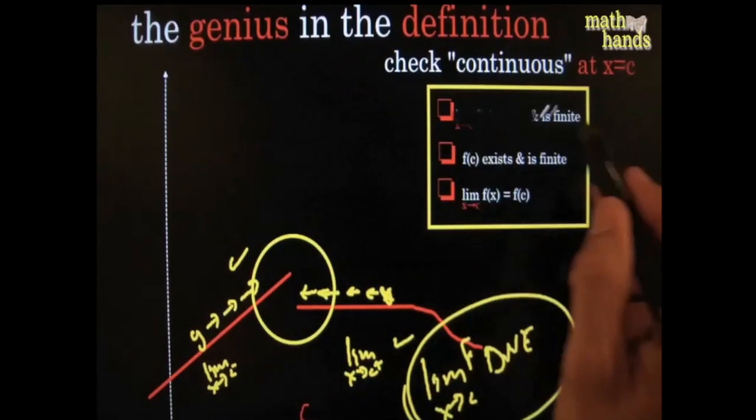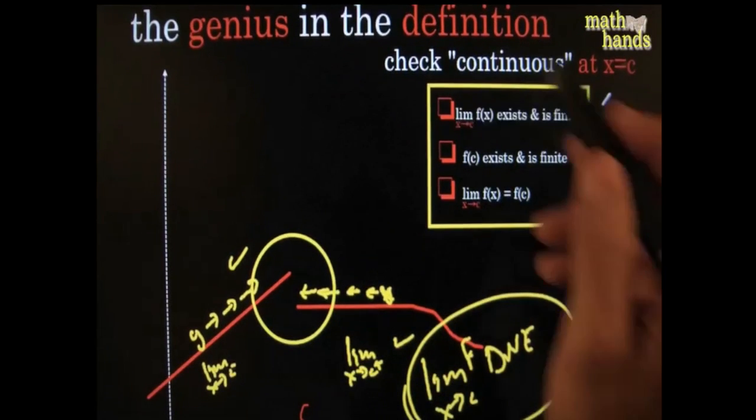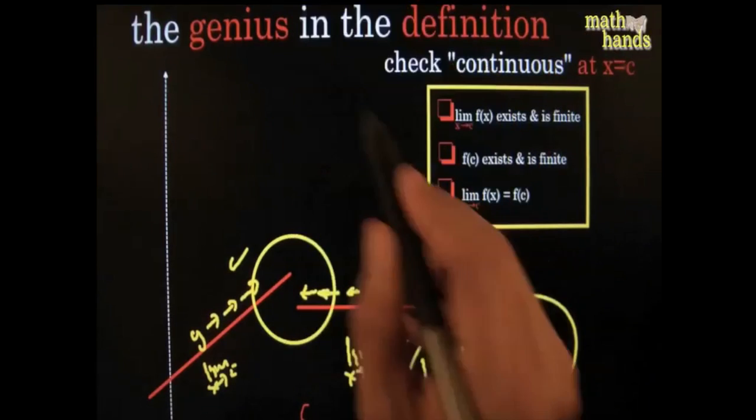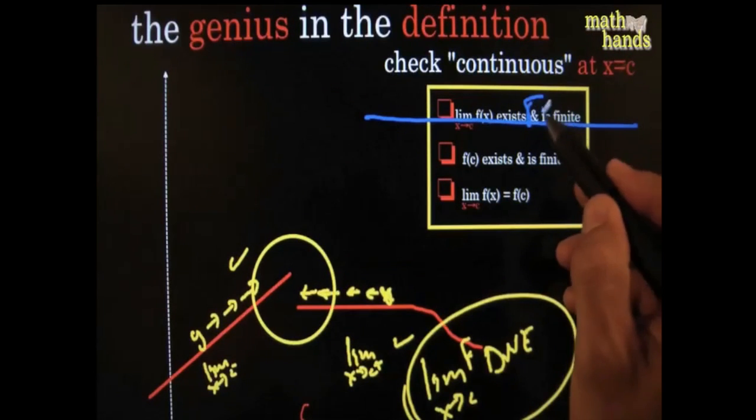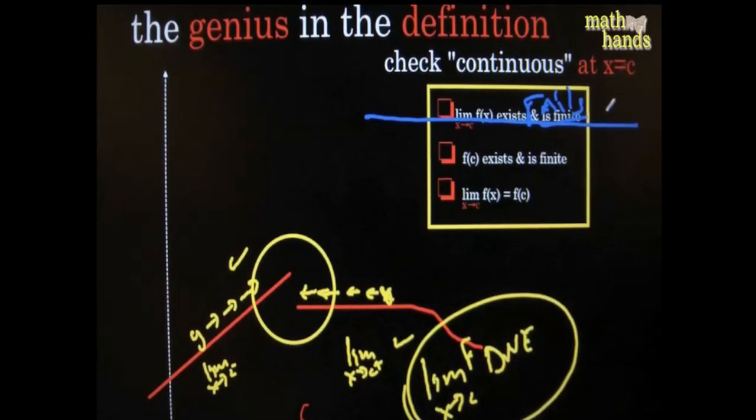So nope. Whoa, I didn't mean to do that. Let me just scratch it off here. Nope. So it fails. So you can stop there and say, well, this is not continuous at C. You see?